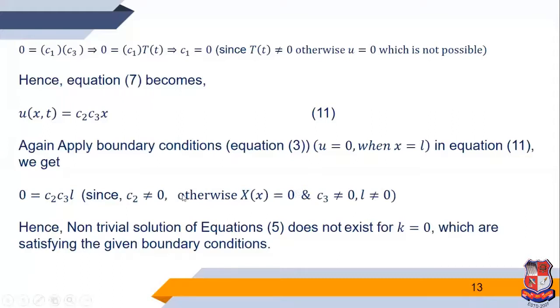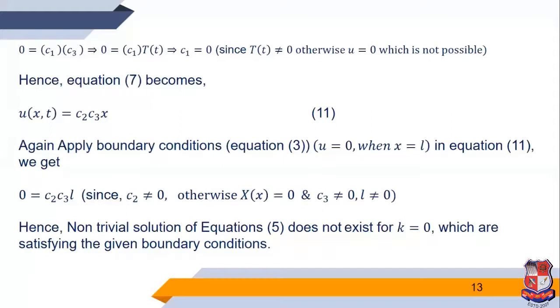Hence, a non-trivial solution of equation 5, that means a solution of the one dimension heat equation, does not exist for k equal to 0 while satisfying the given boundary conditions.